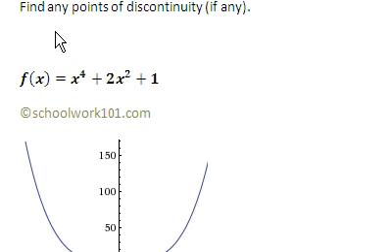Alright, we're going to be trying to find any points of discontinuity, if there are any points of discontinuity. But the first thing we're going to look at is something real simple here. This is a polynomial function: x to the fourth plus 2x squared plus 1.